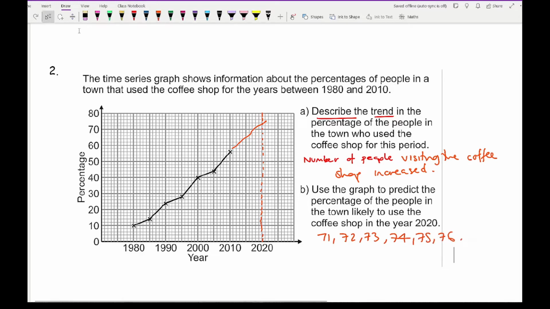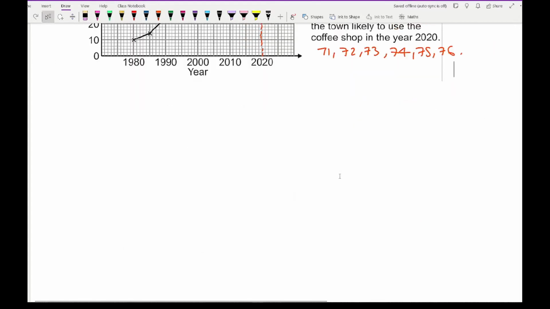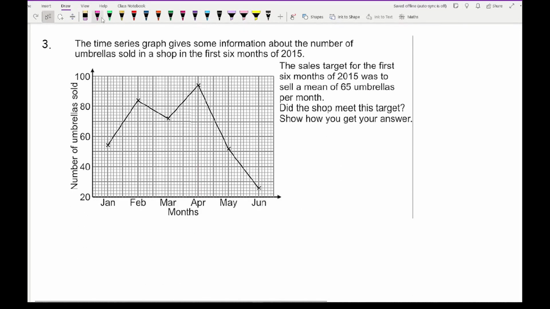So moving on to question 3, it says the time series graph shows information about the number of umbrellas sold in a shop in the first 6 months. And it says the sales target for the first 6 months of 2015 was to sell an average or mean of 65 umbrellas per month. Did the shop meet its target? Show how you get your answer.